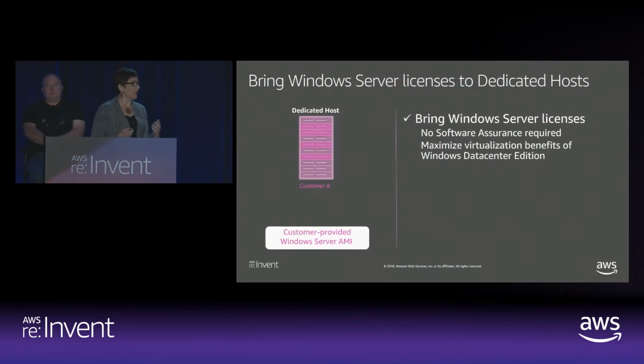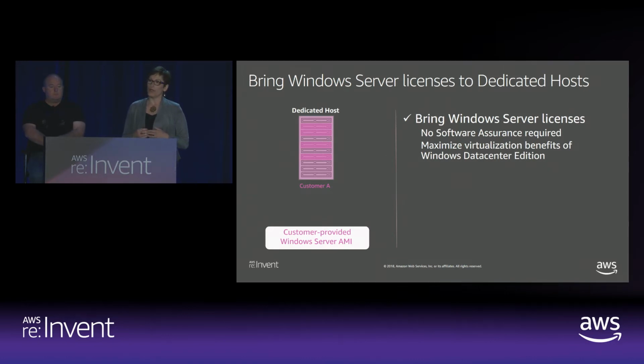Now, what if you want to bring your Windows licenses to AWS? Or maybe you don't want to carry software assurance, or have old licenses that you don't have software assurance on. How can you do that? AWS created dedicated hosts to ensure you can meet all of your Windows Server licensing commitments when you bring Windows Server to AWS.